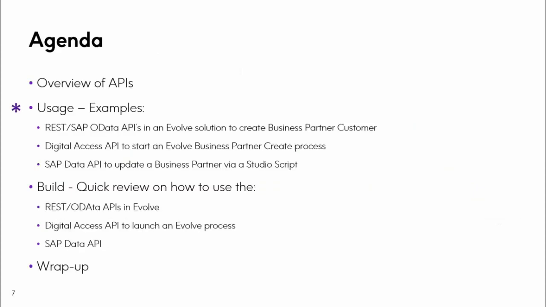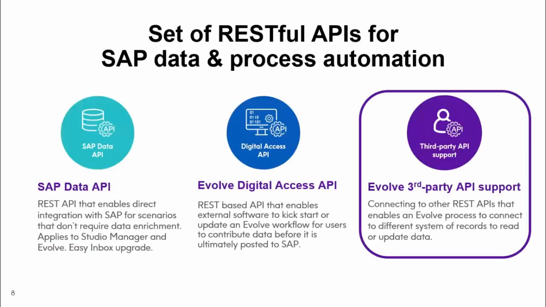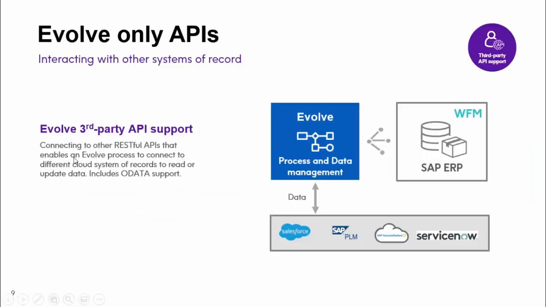So let's dive into some usage examples, and we'll start off with the third-party API support. The third-party API support is going to allow you to exchange data with other systems of record. The world is your oyster now. You're no longer limited to SAP or SOAP API calls. You can interact with lots and lots of different systems of record. And you can still interact with SAP the regular way through our SAP automations, or what we call scripts, or you can interact with SAP through the API way.